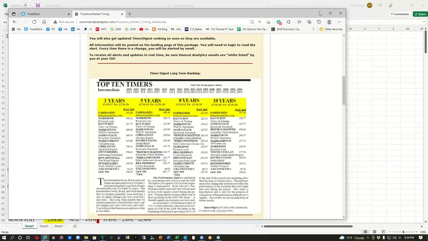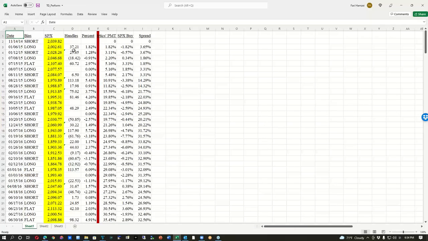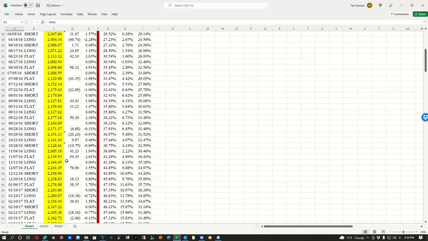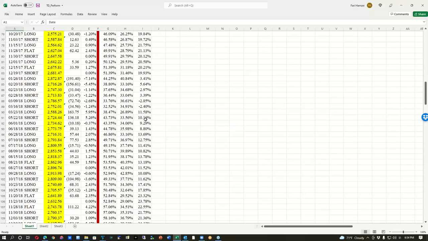Now, how did we achieve that? And then we keep track of it. All the longs and shorts, all of our gains versus the S&P. We had some losses, but we had a lot of gains. It goes on. And then you keep track of the dispersion.